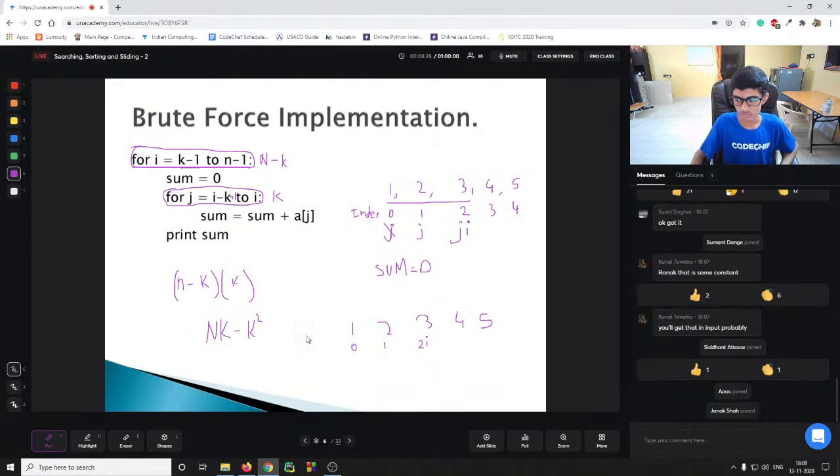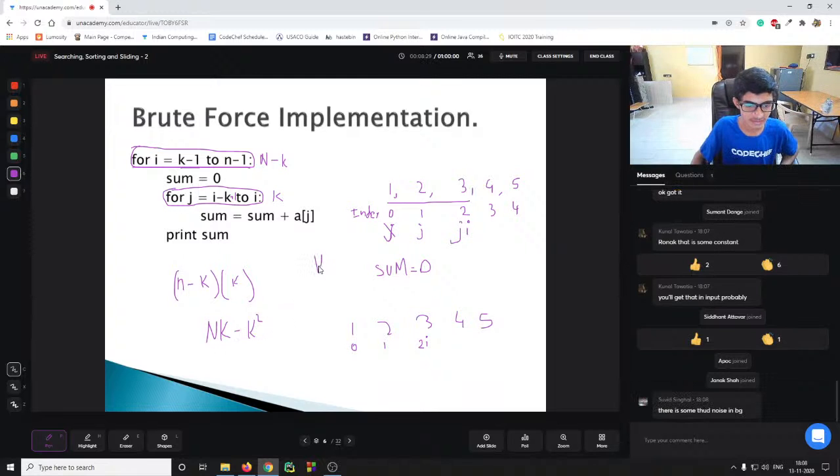So basically now we can remove the k square because we know k is less than n. So if k is, yeah, that's Diwali crackers. I'm really sorry, Suil.